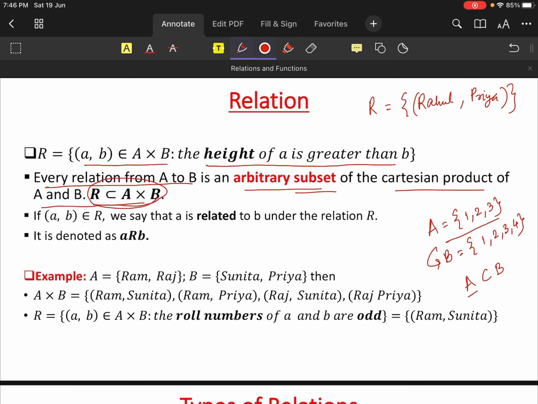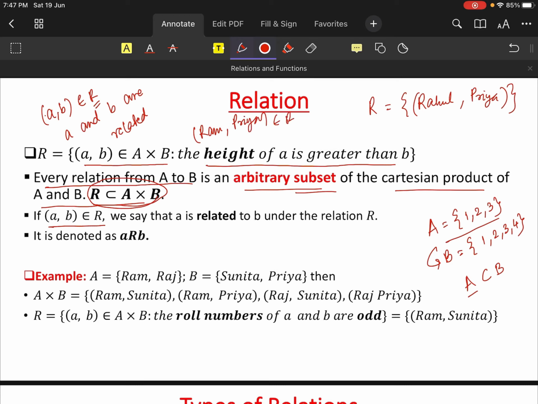If I say that AB is an element of R, when can AB be an element of R? When A and B are related to each other by that relation R, right? When I say the relation is that A is the brother of B, since Ram was the brother of Priya, we had Ram comma Priya, and that was an element of that relation.